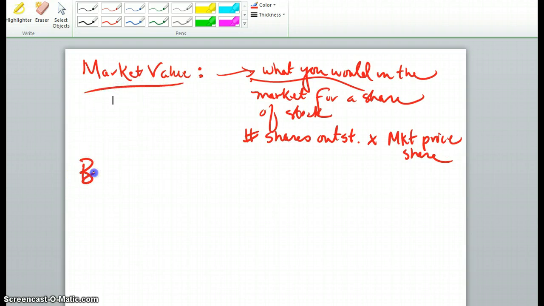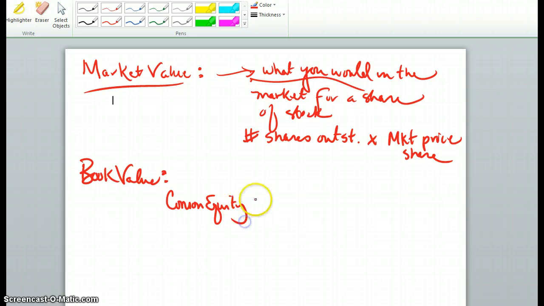Book value is based on the financial statements. To get the book value of the company, it is the common equity of the company per the financials divided by the number of shares outstanding. And those are two different things, and we'll look at an example of that in this problem.